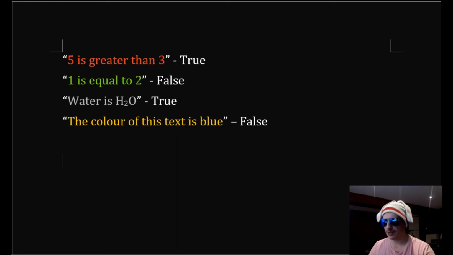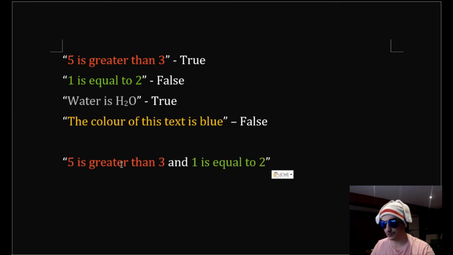Now we're going to see what happens when we start combining these statements together and putting conjunctions in between them. For example, 5 is greater than 3 and 1 is equal to 2. Okay, let's see if this is true or false. Well, 5 is greater than 3, but 1 is not equal to 2. So, it's wrong to say that 5 is greater than 3 and 1 is equal to 2. This is false.